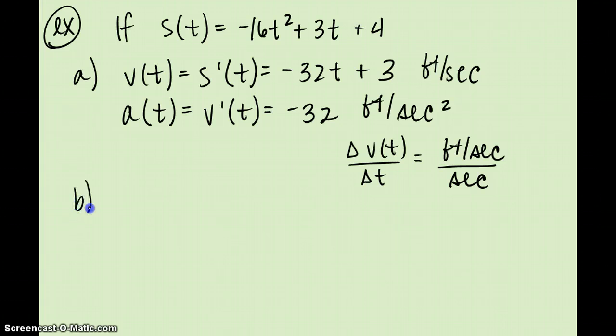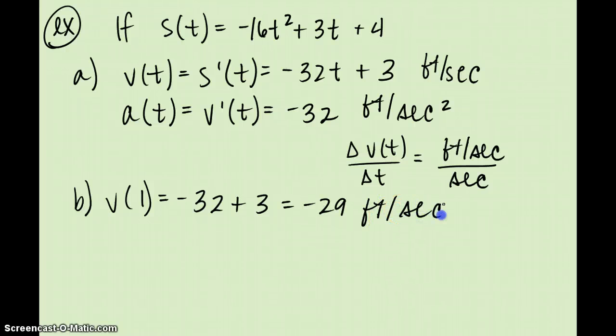So from the given function, if I ask you for the velocity at 1 second, plugging it into the velocity function, negative 29 feet per second, and the acceleration anywhere is constant. So the acceleration of this particle would always be negative 32 feet per second squared.